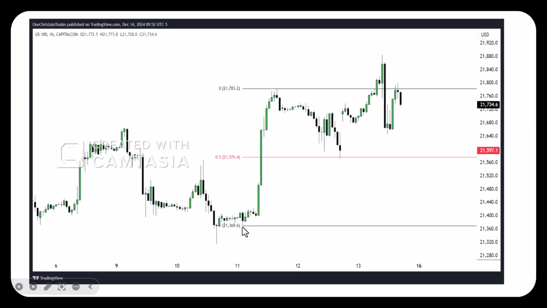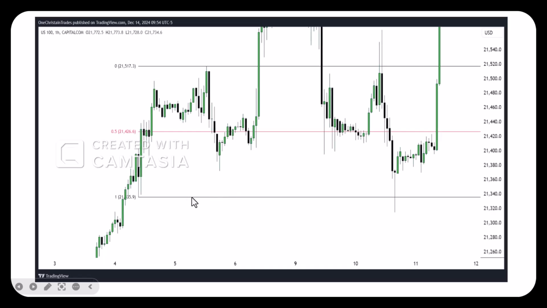Look at this area here, from this low to this high. Where do we see price drop down to? The discount level of this area. And what do we see price do? A reaction. We get a reaction from it. You see this jump right here back into the premium level of the market. So you can see this happen every single time in the market.